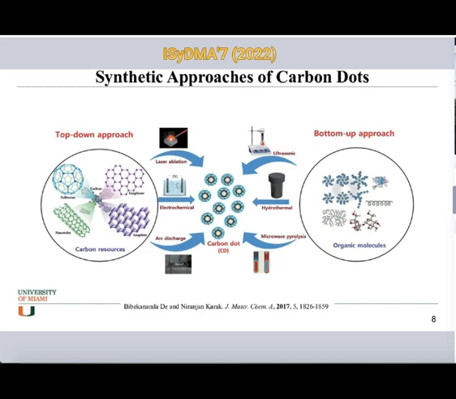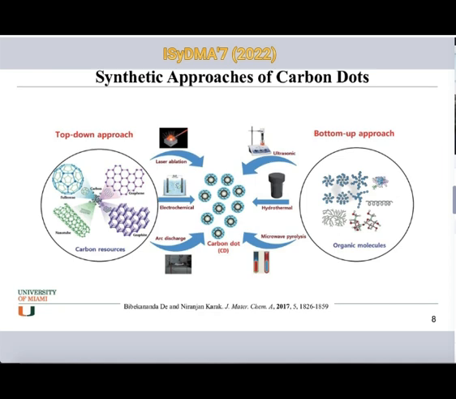How can we make these carbon dust? We have two different approaches: the top-down approach and the bottom-up approach. Top-down is when we start with a large molecule or a large system and decompose it using laser ablation, electrochemical techniques, or discharge, to form carbon dust with a size between 1 and 10 nanometers.